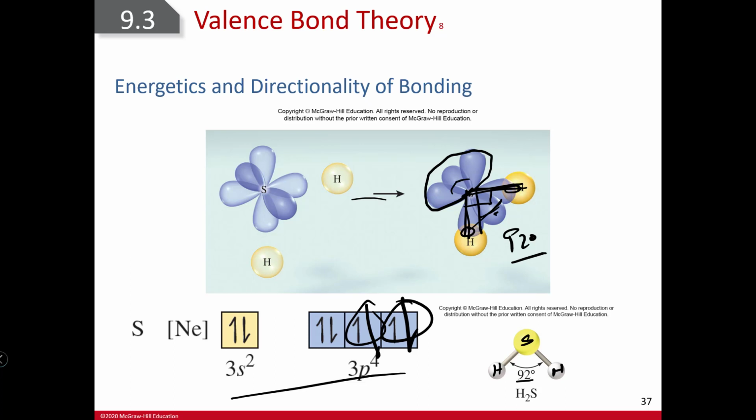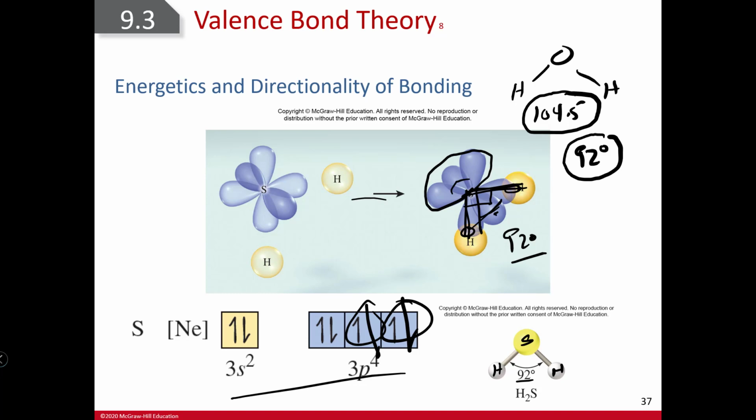Now, you're looking at this and going, well, what about water? You told me water looks like this, and we know the angle we've memorized is 104.5 degrees. What happened to 92? Oxygen and sulfur are in the same group, so why isn't water 92 degrees? So this is the problem. We know this is the fact. We've measured it. We would expect it to be 90, or at least similar to hydrogen sulfide, and it's not.